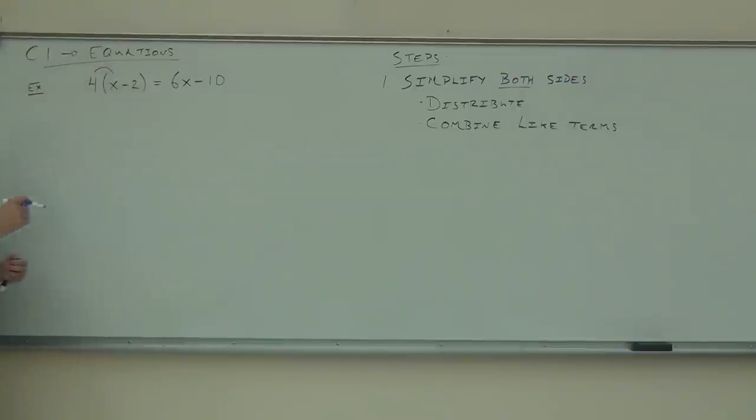So I like to use those little arrows just to say this is what we're multiplying in. So really what we're having is we have our 4 times x, and we're going to get how much out of that? 4x. Uh-huh. And then what's the next sign that we're going to write?